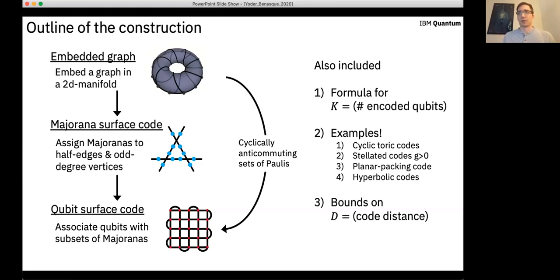Or you can bypass the Majorana surface code entirely using some set of Paulis that we call a cyclically anticommuting set. In that way, if you're not comfortable with the Majoranas, you can just get your qubit surface code. Once I describe the construction to you, I'll talk about how many logical qubits it encodes. Also, definitely give some examples. I think that's probably the most exciting part. And then talk about bounds on the code distance that we can give.